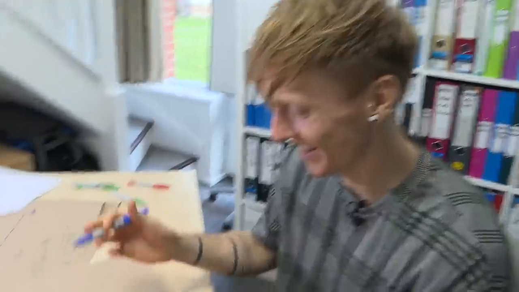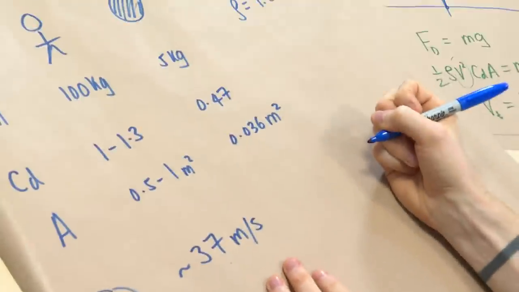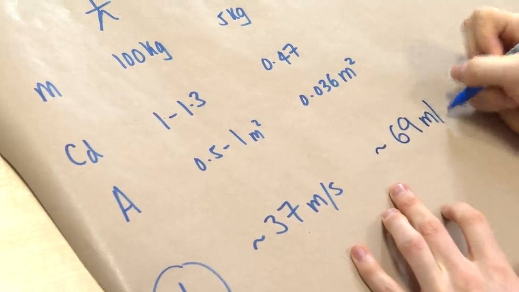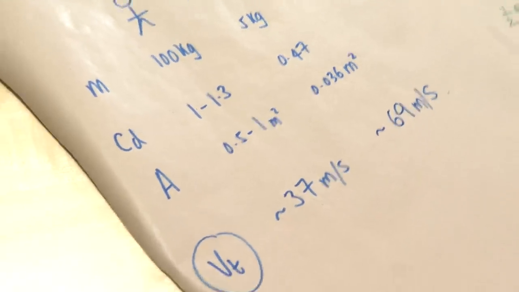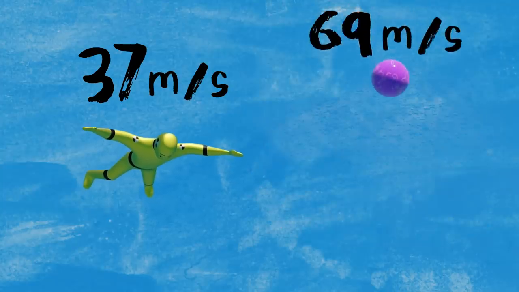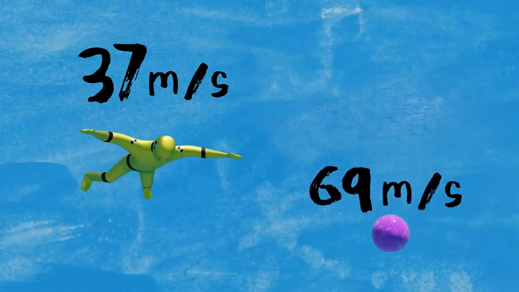Now the bowling ball. This is what your money was on, wasn't it? So the bowling ball, the velocity here is about 69 meters per second. Boom! So it actually wins by quite a long way. You had the right idea when we were chatting about this, right?